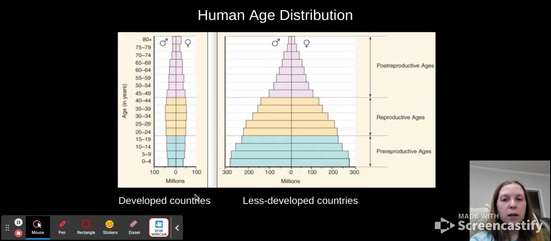So in developed countries, it tends to be a much more stable graph where our bars are all almost about the same size, especially in the middle. And less developed or undeveloped countries, or developing countries, will have much higher birth rates than death rates. As you can tell, it looks more like a pyramid.